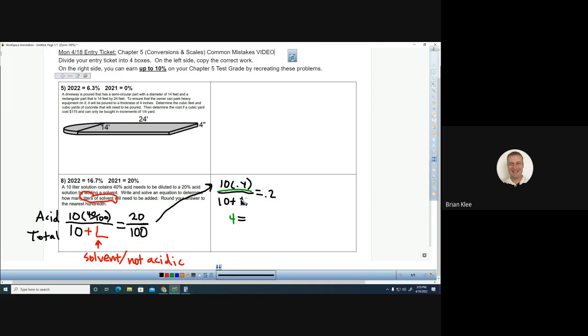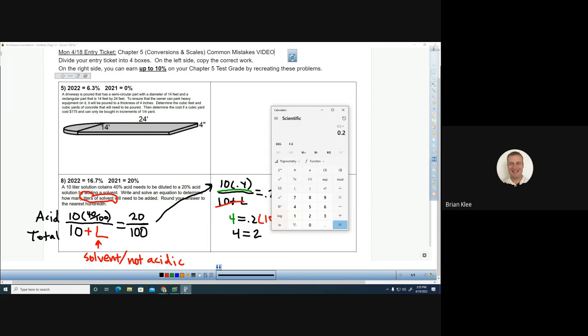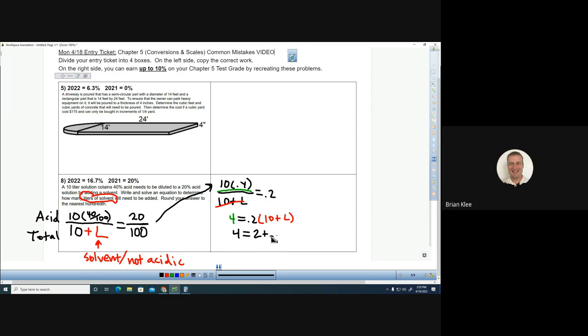And then I'm going to cross multiply 10 plus L. So the 0.2 is sitting on the other side. The opposite of dividing by 10 plus L is multiplying. So we now have 4 equals 0.2 times 10, which we should all know is 2. If you don't believe me, again, take your calculator and do the distributive property. There's our 2. And then we still have a plus 0.2L. 2-step equation from algebra 1, minus 2. 2 equals 0.2 times L.